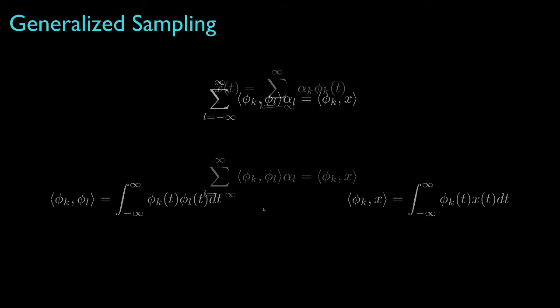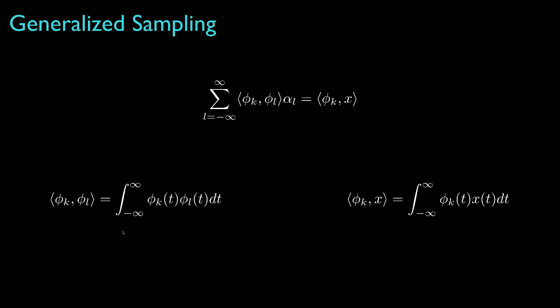Simply stated, an inner product is the integral of the product of two functions. Qualitatively, we can think of an inner product as telling us the degree to which the two signals have the same shape. Here, for instance, the inner product of the kth and the lth elements in the basis is the product of those two functions integrated. The inner product of the kth basis function with the original signal is the product of those two integrated over all time.